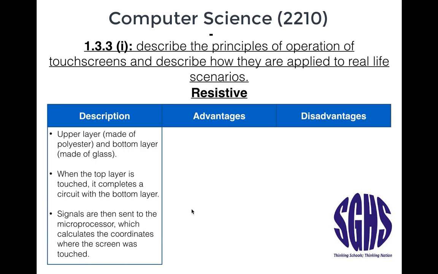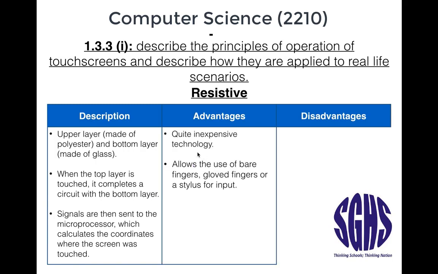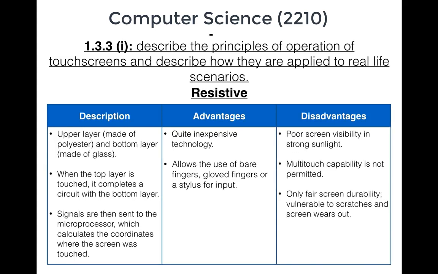Again, research those. Advantages of resistive include it's quite inexpensive, allows the use of bare fingers, gloved fingers, or stylus for input. And of course the disadvantages, there are always disadvantages. Poor screen visibility in strong sunlight. There is no multi-touch capability, and there's only fair screen durability. So the screen tends to be vulnerable to scratches and can wear out after some time.